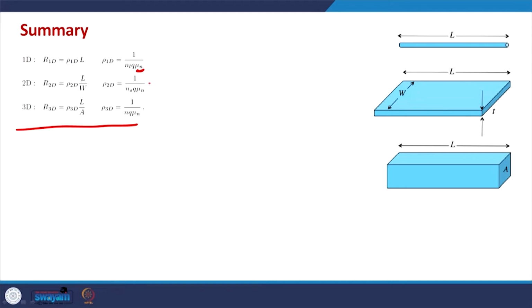So, for example, since we are discussing a 2D case, in the 2D case the resistance is inversely proportional to the conductance. It is given as resistance is given as 1 by ns q mu n times L by W, where ns is the sheet carrier density, the number of electrons per unit area, q is the electron charge, mu n is the mobility.